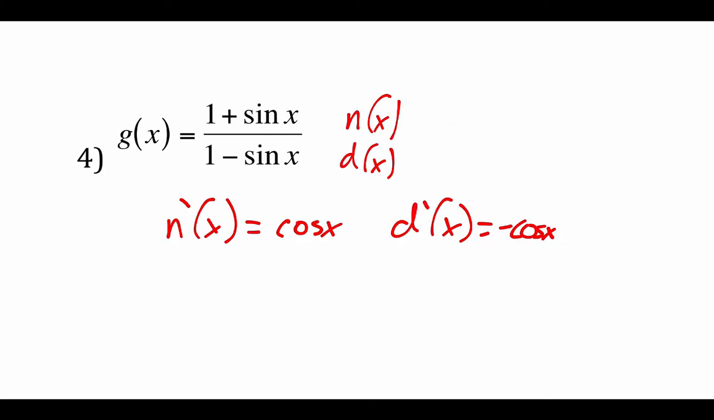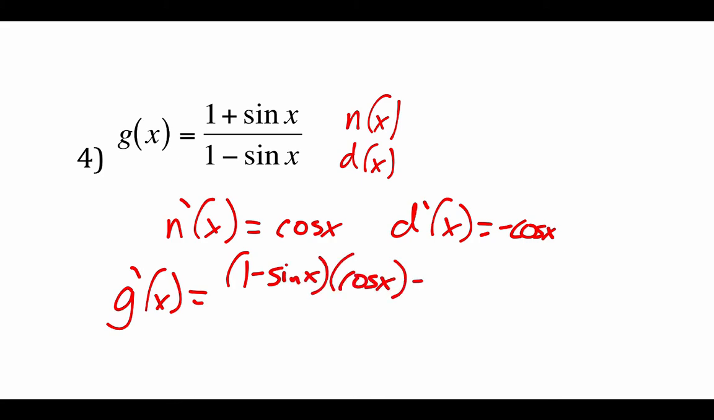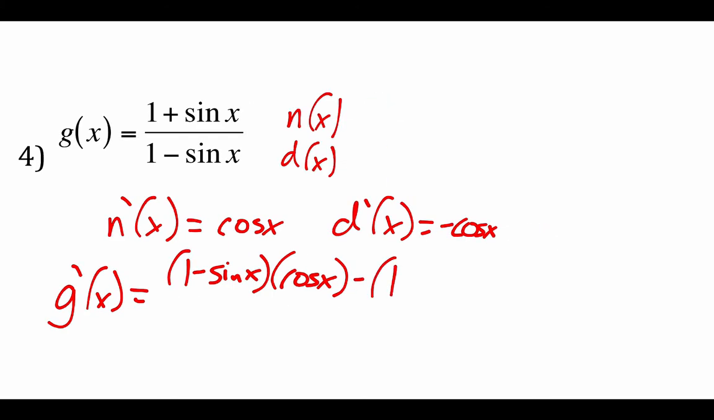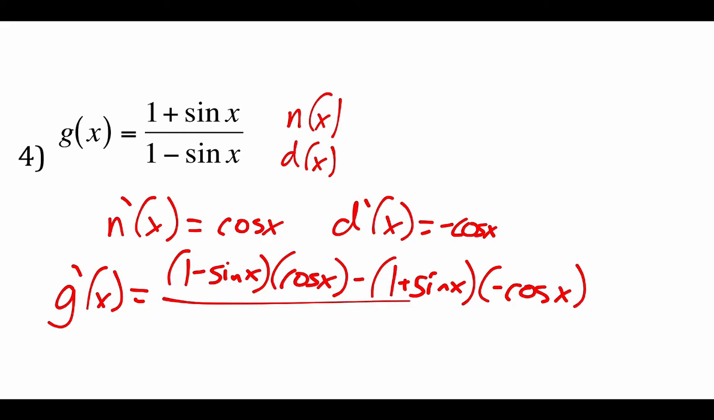So starting to plug this in, g prime of x: take the original denominator, so we got 1 minus the sine of x, multiplied by the derivative of the numerator, so times the cosine of x, minus the original numerator, 1 plus the sine of x, times the derivative of the denominator, negative cosine of x, all that divided by the original denominator squared, so we got 1 minus the sine of x, in parentheses, the whole thing being squared.